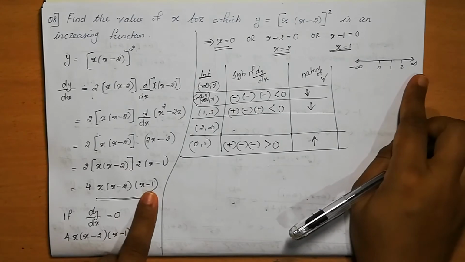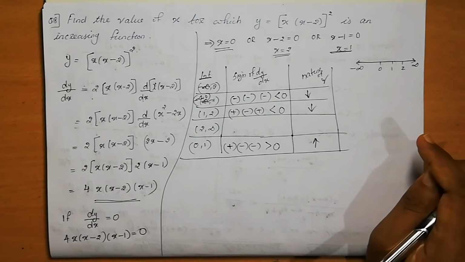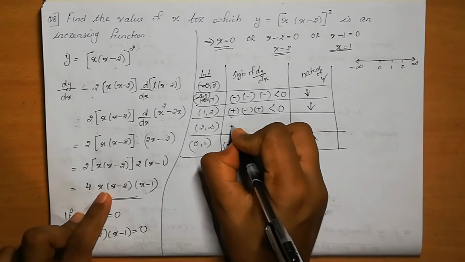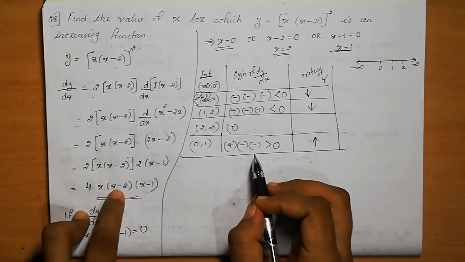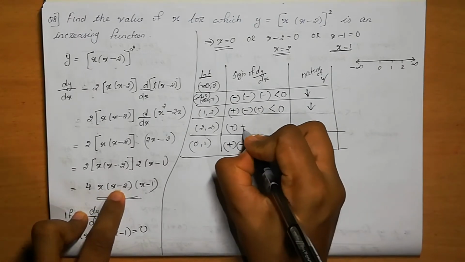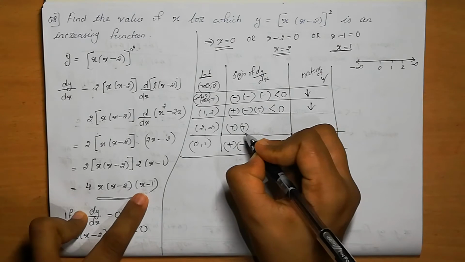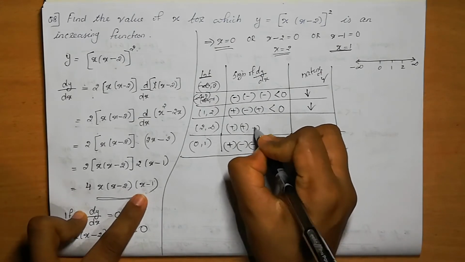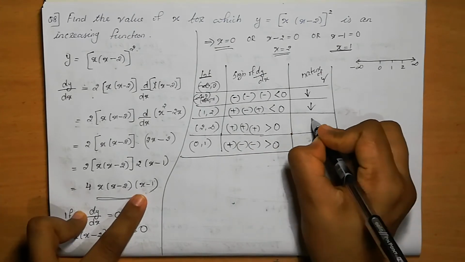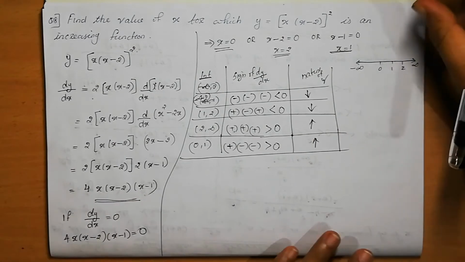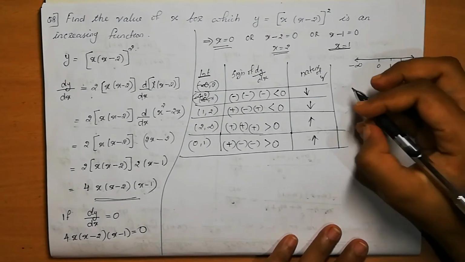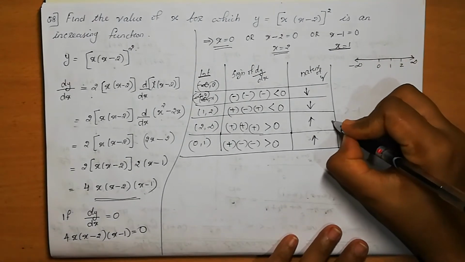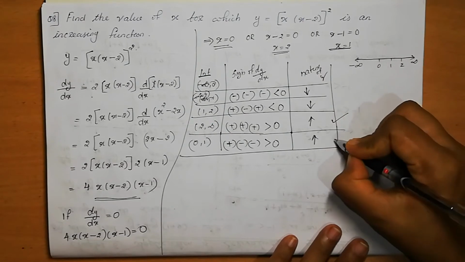Next, 2 to infinity. 2 to infinity means 3, 4, 5, 6, any value we can take. So x is positive only. 3 means 3 minus 2 is 1, that is positive. Next, 3 minus 1 is 2, that is also positive. So the function is greater than 0, which means the function is increasing. So where is the function increasing? The function is increasing on 2 to infinity and 0 to 1.